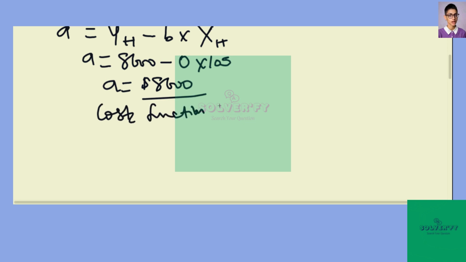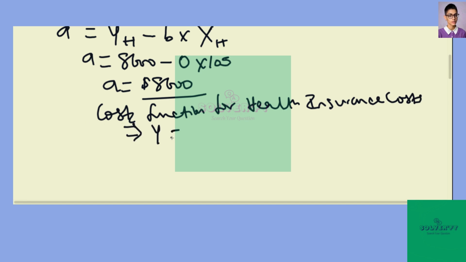So the cost function for health insurance cost is y equals $8,600.